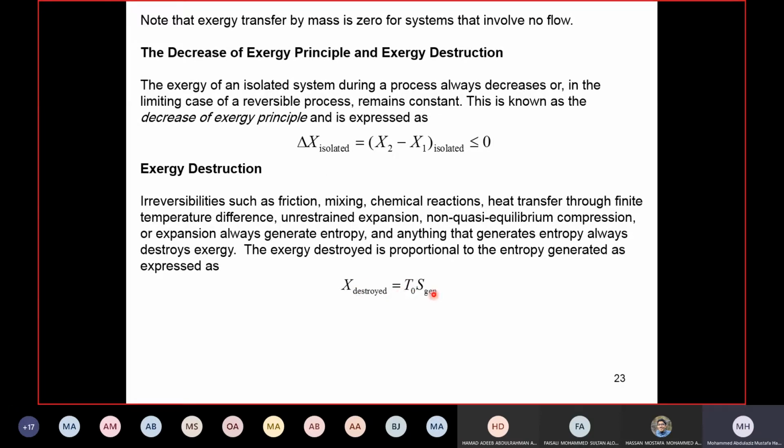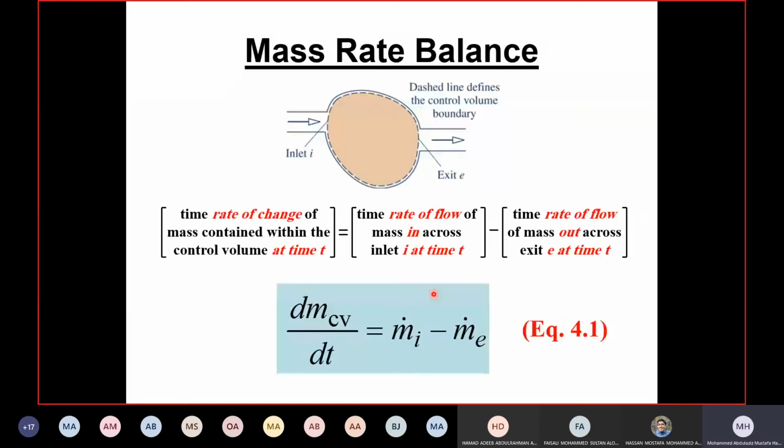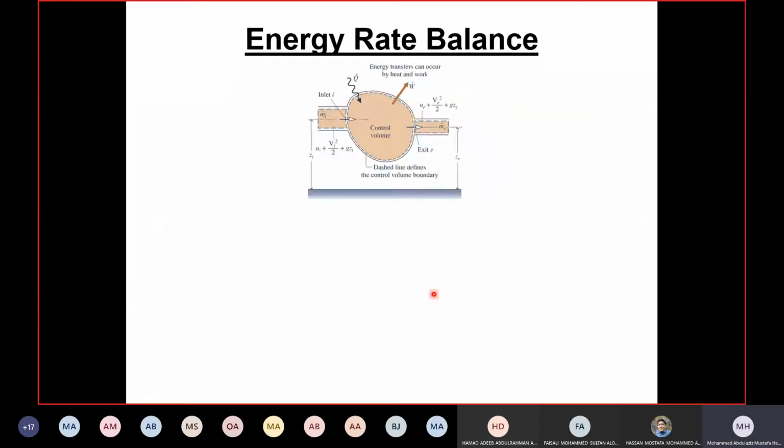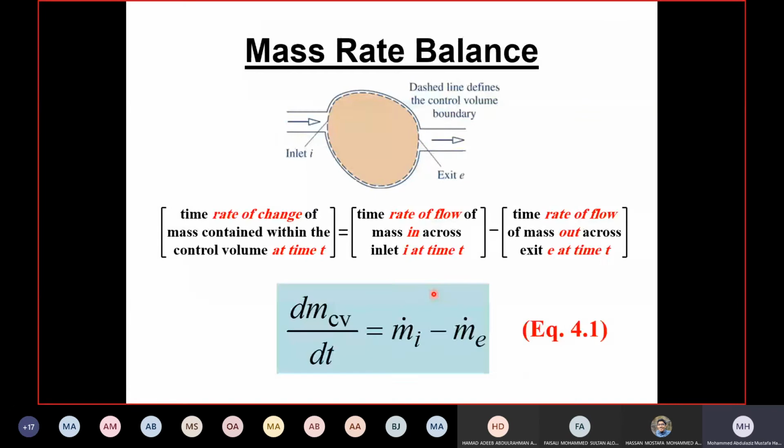which is the irreversibility, will be equal to T naught S generated. Now I just want to derive a general equation for a system or a control volume. Going back, how did we derive the energy equation? The mass conservation, the energy equation, and so on.